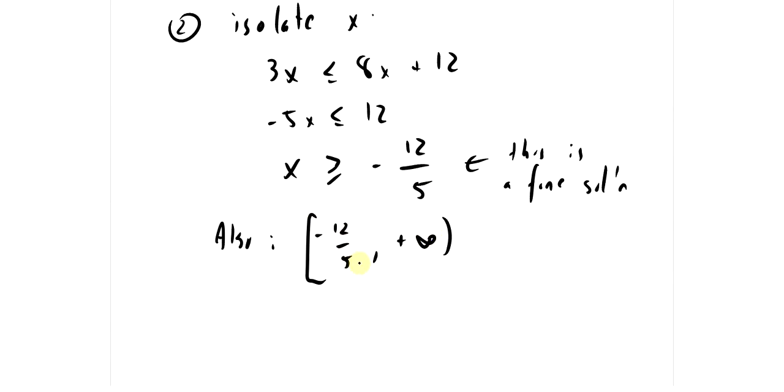Any number between minus 12 fifths and infinity works. Minus 12 fifths itself works. That's what this equality here is for, and that's why we use a square bracket to indicate that we're including minus 12 fifths. Of course, infinity isn't a number, so we have an open bracket there. Either notation is fine. I prefer this actually because it tells me what the letter is. It's x. This doesn't have the x in it.